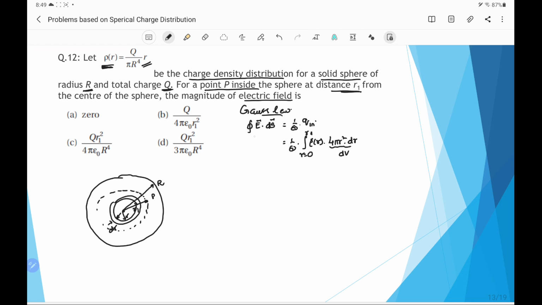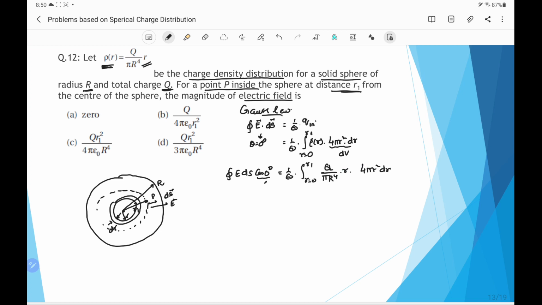And on left hand side, it is E dot ds. For spherical shell, area and field are both parallel. This is ds. And hence we can say here the angle is 0 degree. Therefore, integral E ds cos 0 degree equals 1 by epsilon naught times the integral, where we put the value of the density function, r from 0 to r1. Density function is Q by πR⁴ into r, and then 4πr² dr.